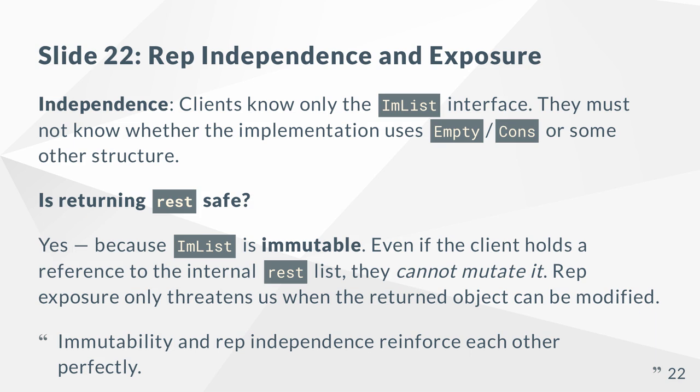Rep exposure only threatens us when the returned object can be modified. Immutability and rep independence reinforce each other perfectly. When mutation is impossible, aliasing is harmless.